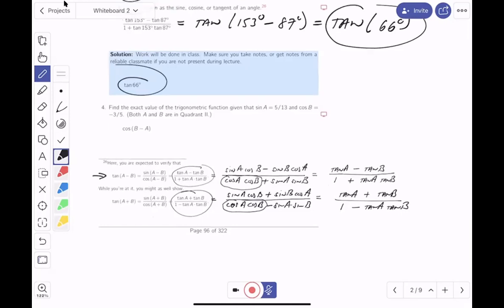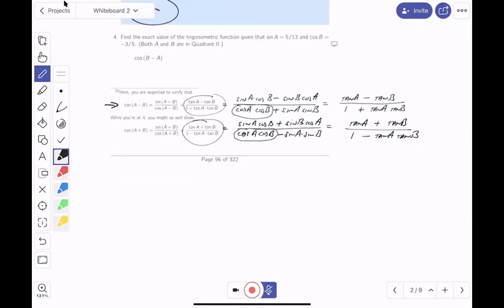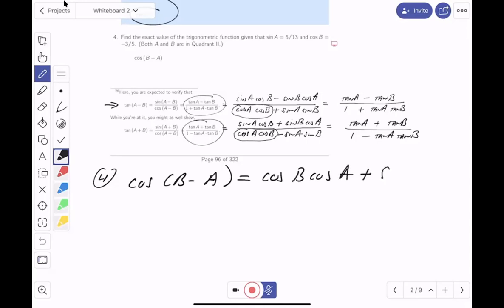All right, let me do number 4. Again, if I'm looking at it, I want to emphasize that they want me to do cosine of b minus a. This is number 4. Again, I need to know the formula. Some people say, oh, they're different letters or they're different orders. It's a formula. Cosine b, cosine a, plus sine b, sine a. Well, there are 4 things to determine.